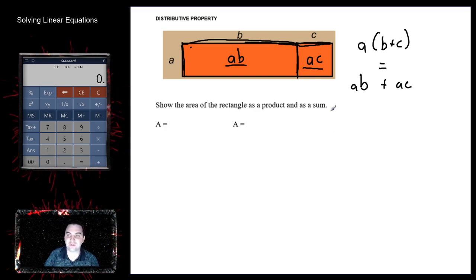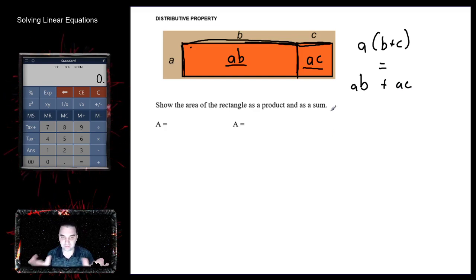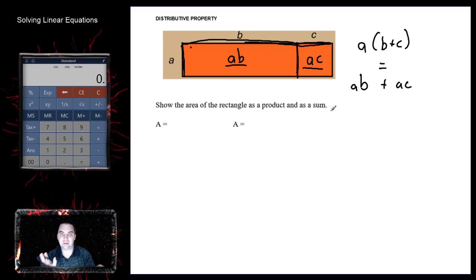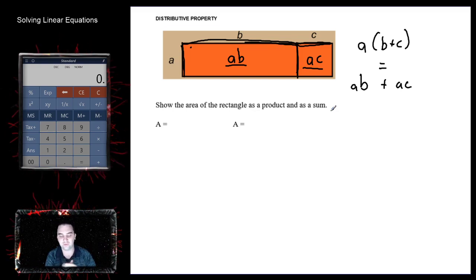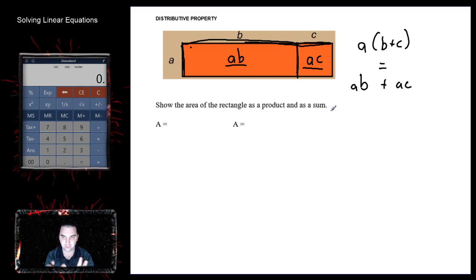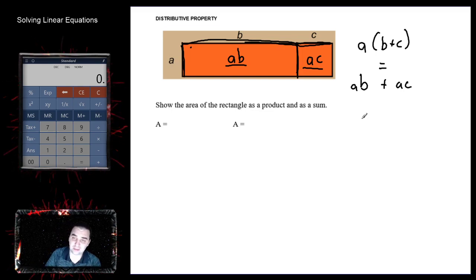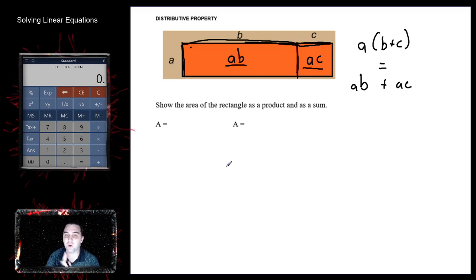What that allows us to do later is to break things up, to expand things, and then we can combine using that stuff we learned in the last video, all those like terms, and sometimes things just get a whole lot easier when we do that. Let me try the same thing again, but with numbers.